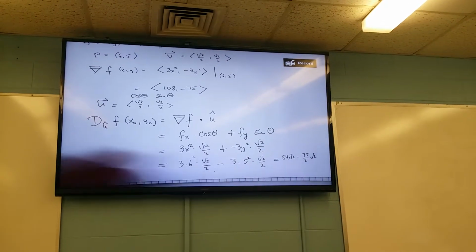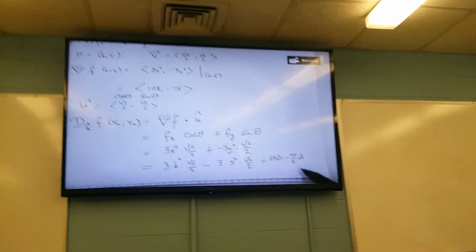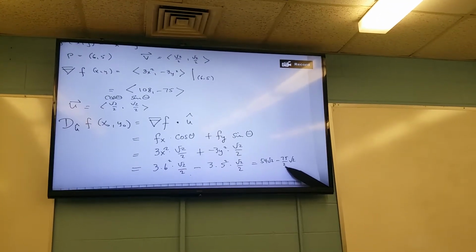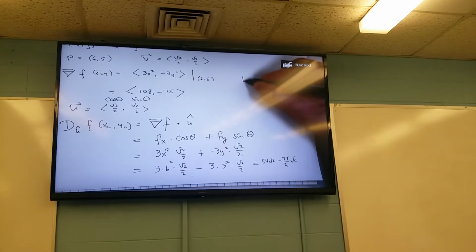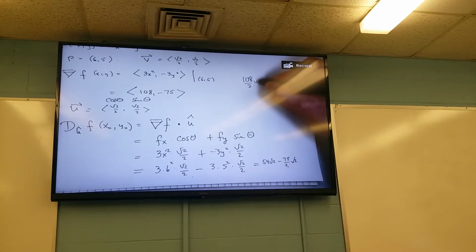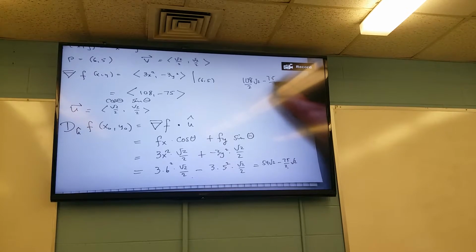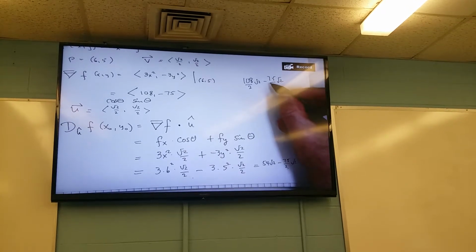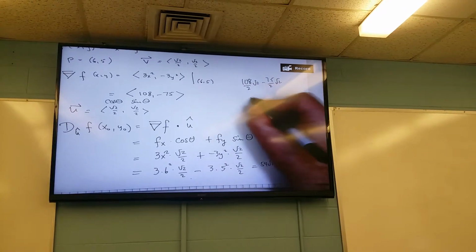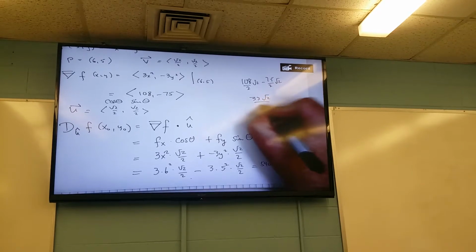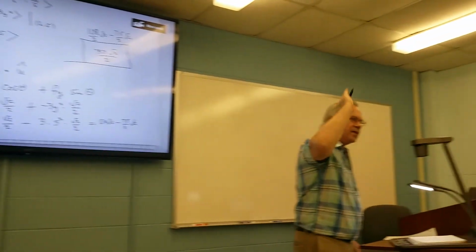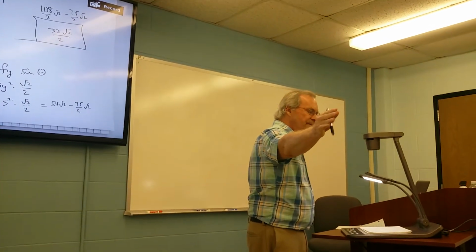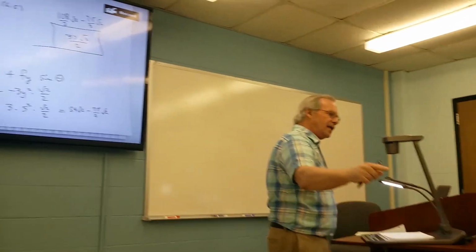Okay, that's okay. This is 37 and a half. We end up with 108 over 2 square root of 2, minus 75 over 2 square root of 2. That's 33 square root of 2 over 2. That'll be the slope of the tangent line to that curve, that surface, in that direction, at that point.